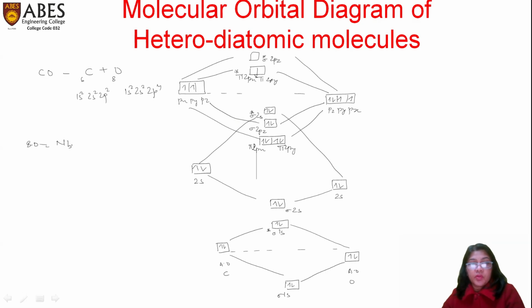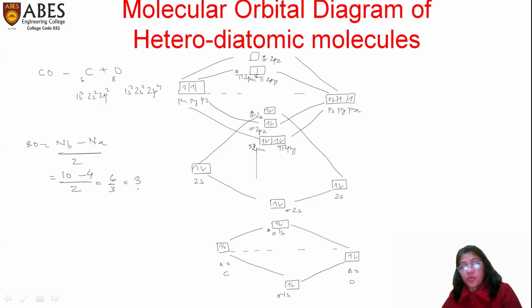Bond order is the number of bonding electrons minus the number of antibonding electrons upon 2. Bonding electrons are sigma 1s 2, sigma 2s 2, 4, up to 10. Antibonding are 4, upon 2. This will form 6 by 2, so the CO molecule bond order is 3. And the magnetic behavior will be, since all the molecular orbitals are completely filled, diamagnetic. This is the molecular orbital diagram for CO.